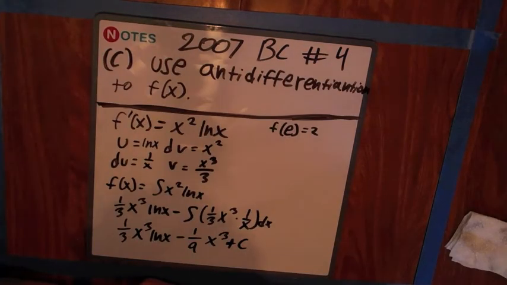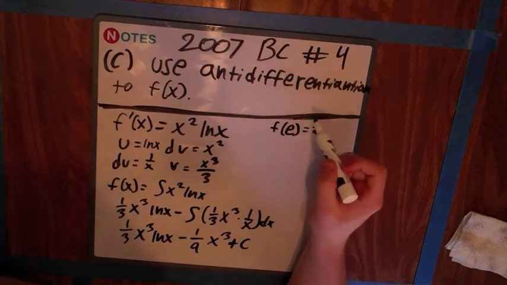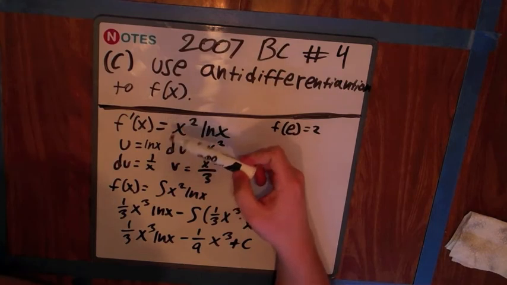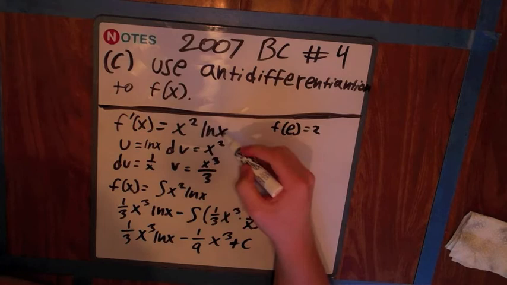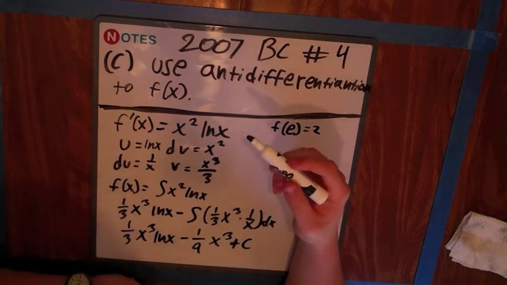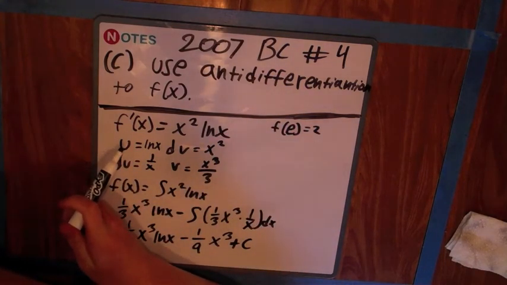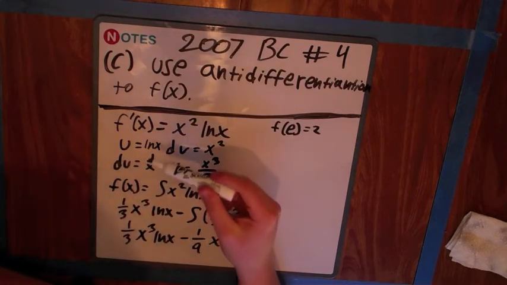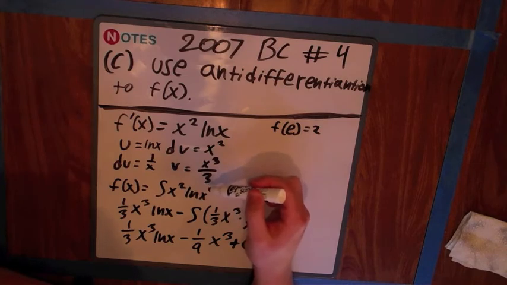Part C. Use anti-differentiation to find f of x. So, for the first part of taking the integral, start with the derivative, which is x squared natural log x. We can't integrate this directly, so we're going to have to use integration by parts. So split it up, get your u and your dv. The derivative of u is 1 over x, the integral of dv is x cubed over 3.